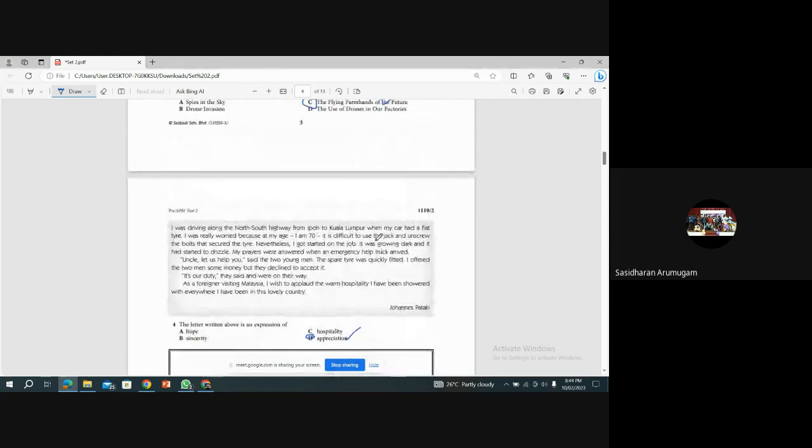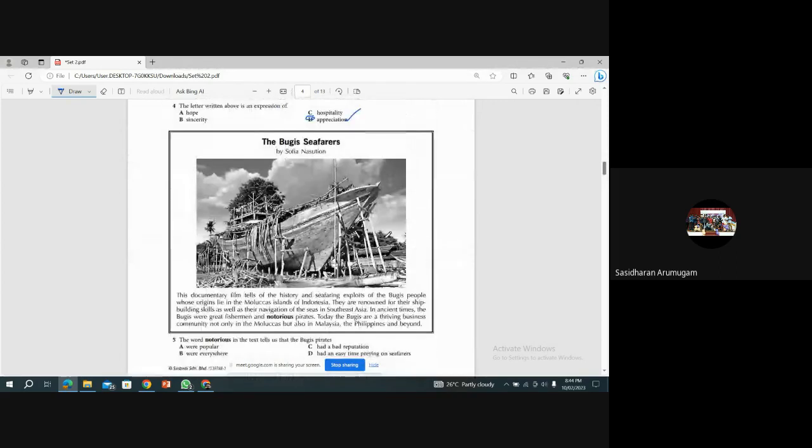The Bugis Seafarers by Sophia Nasution. This documentary film tells of the history and the seafaring exploits of the Bugis people whose origins lie in the Moluccas Highlands of Indonesia. They are renowned for their shipbuilding skills as well as their navigation of the seas in Southeast Asia. So in ancient times, the Bugis were great fishermen and the nourished pilots.